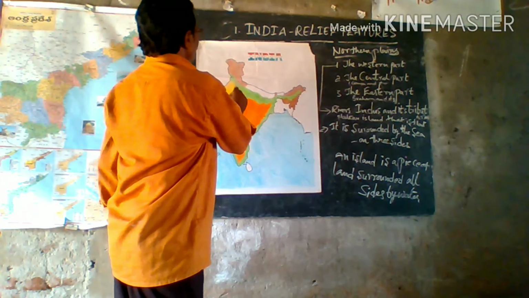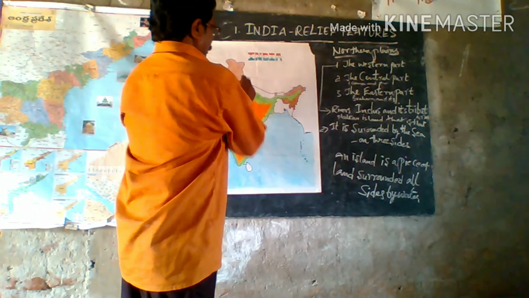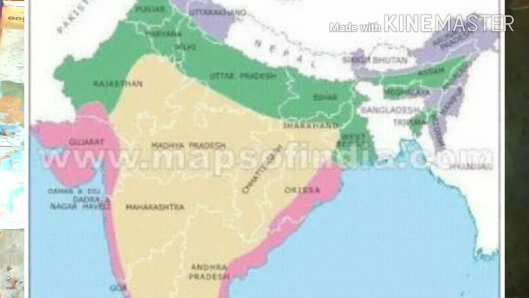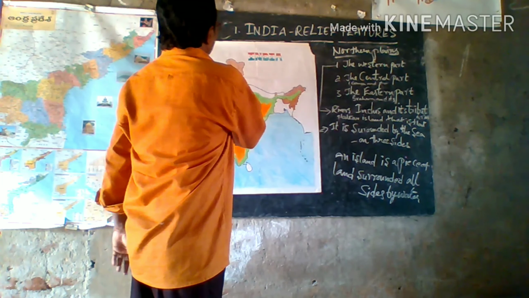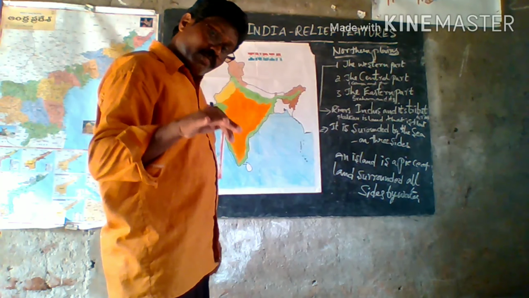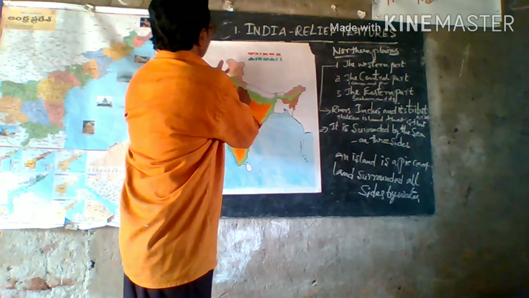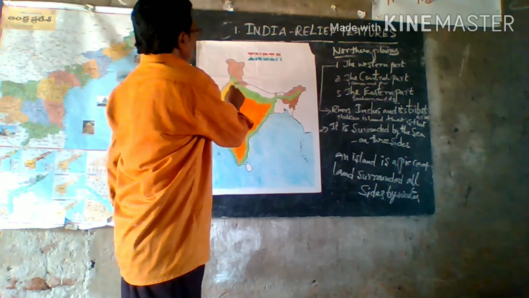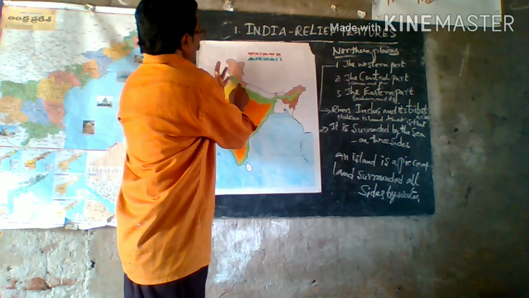In the western part region flow rivers. What are they? The Indus and its tributaries flow in this western part. For example, the Ravi, Beas, Sutlej, Chenab, like that. They flow in this western part.